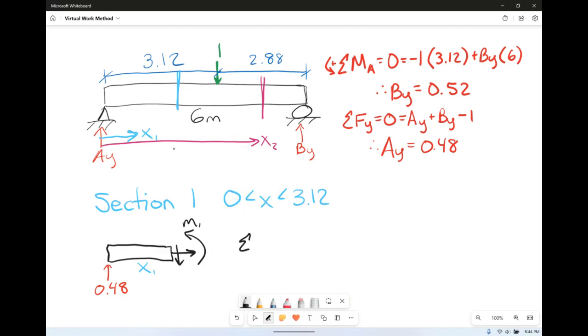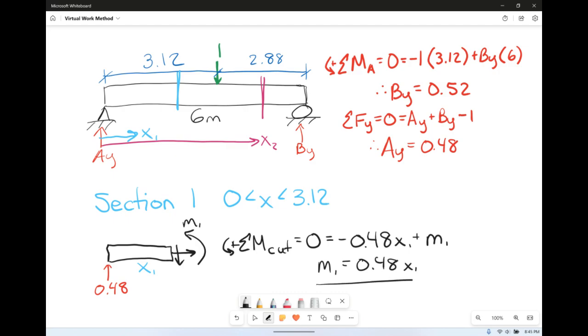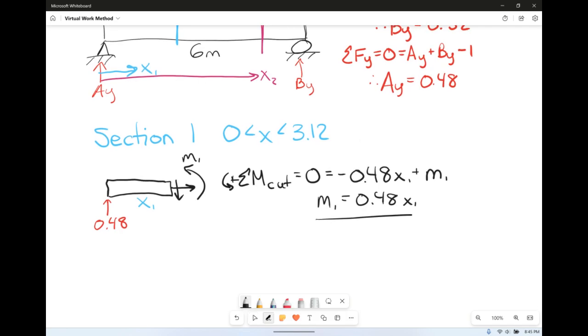So if we sum the moments about the cut, set it equal to 0, we're going to find that we have negative 0.48 times x1 plus m1. So m1 is equal to 0.48 x1. That is much simpler. Then let's analyze section 2. So section 2 goes from 3.12 to x to 6.